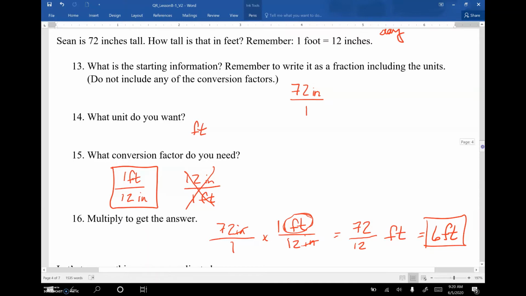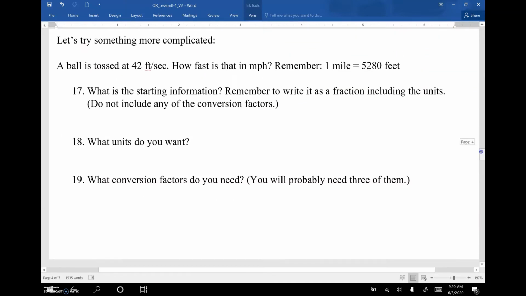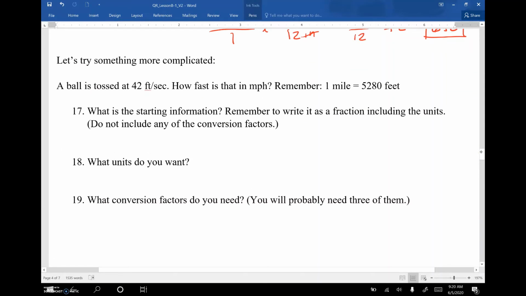Okay, last problem. Let's do one that's a little bit more complicated. So a ball is tossed at 42 feet per second. How fast is that in miles per hour? Remember that 1 mile is 5,280 feet. So what is the starting information? Our starting information is 42 feet per second, per 1 second.